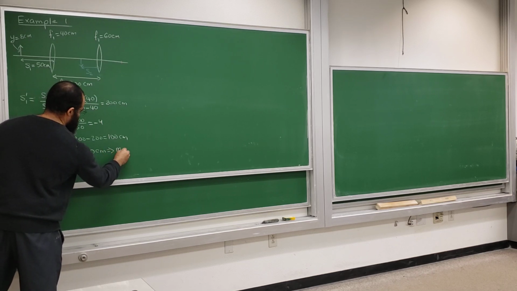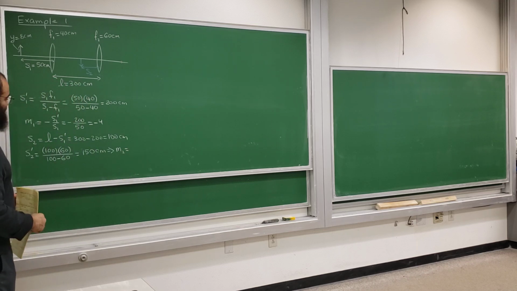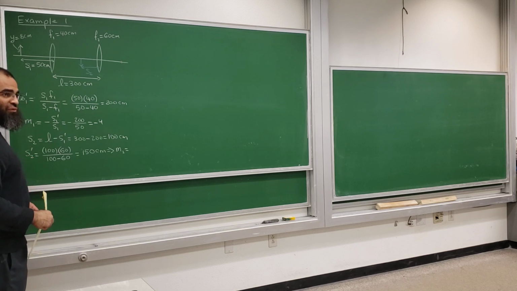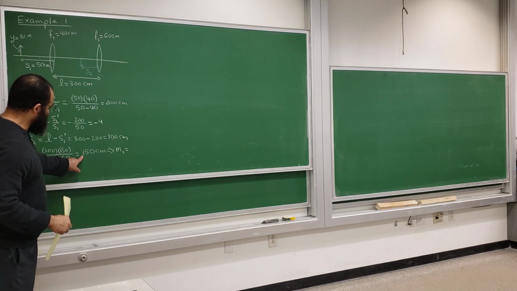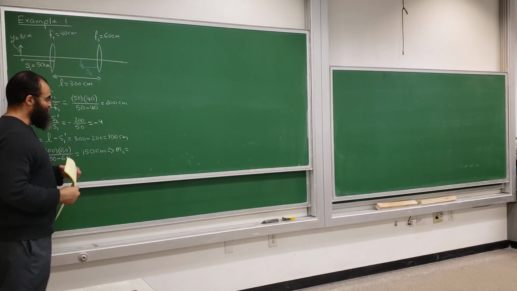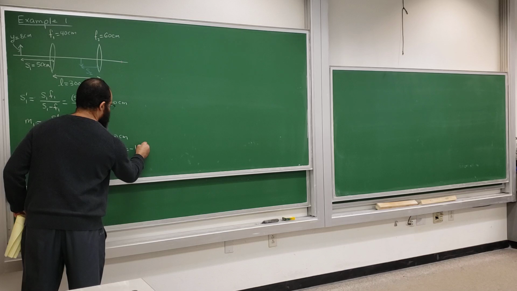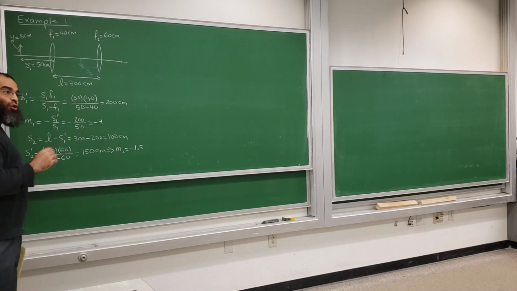Magnification M2, I'll put it here. It will be minus S2 prime over S2. So minus 150 over 100. Yes? So the minus what? 1.5. Good. Minus 1.5. Let's figure out the overall magnification.